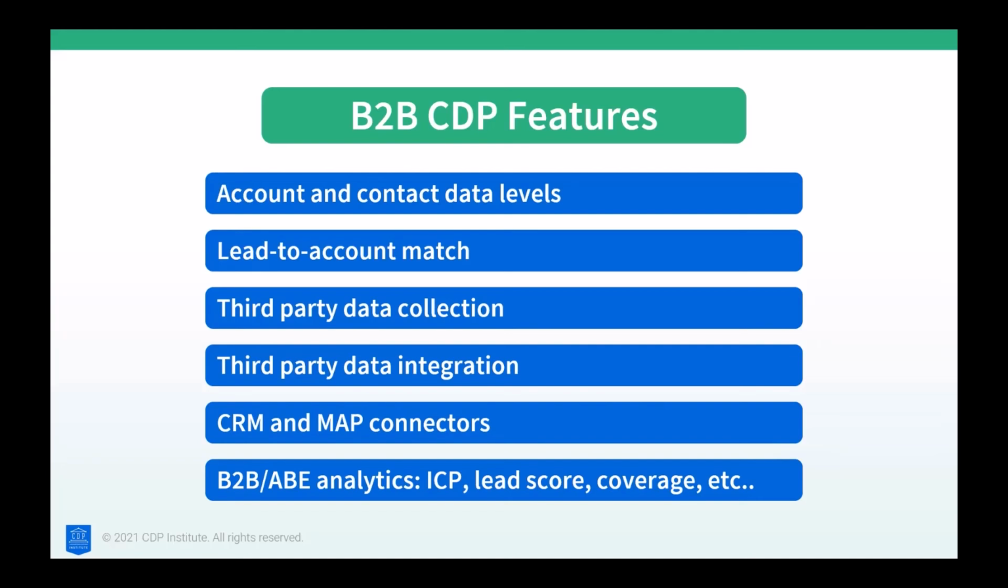And finally, if you're going to be doing analytics in your CDP, which a lot of you will, then you need the specialized analytics: the ideal customer profile, lead scoring, coverage measurement, engagement measurement, all the different kinds of things that you need for a good ABE program. Again, if you don't have some other place to do that, because maybe you have an ABE system that does all that stuff and just needs the data to be assembled. But if you don't, good to see that in that B2B CDP.